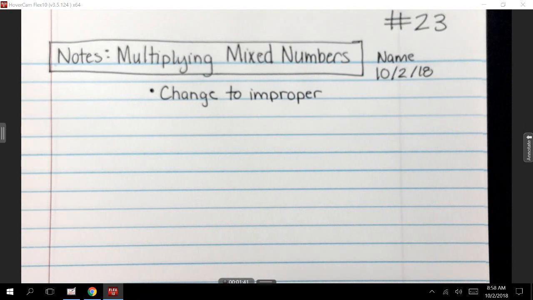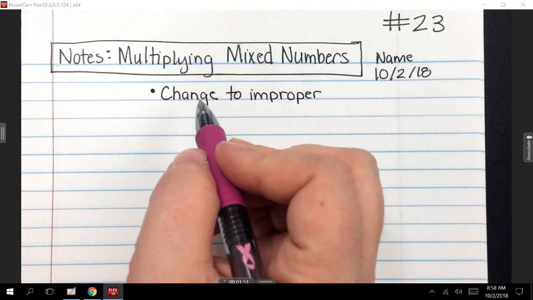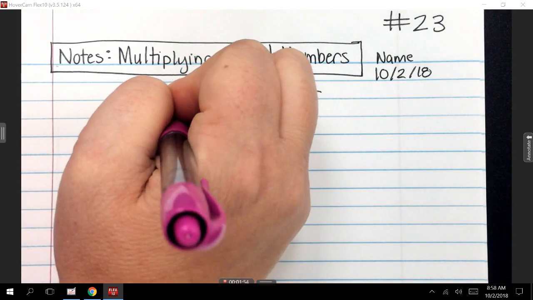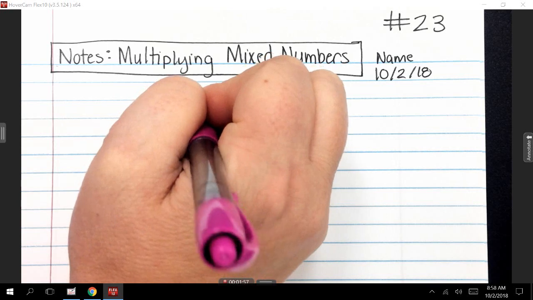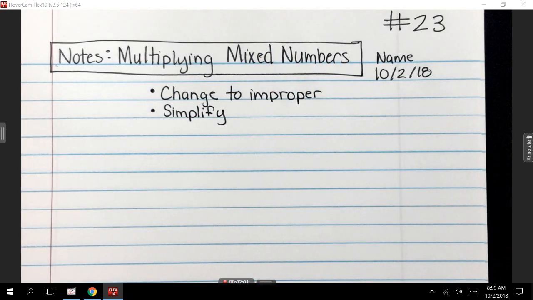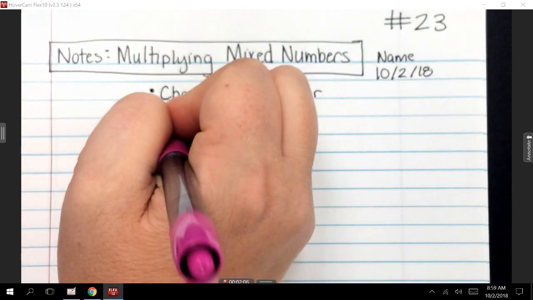If it's not a mixed number or a whole number, do I need to change it? No, if it's a regular fraction like 2/3 or 5/8, we just leave it like that. But if it's a mixed number, the first thing you're going to do is change it to improper. Then we're going to simplify. Remember, we've talked about how it's easier to simplify in our work because the numbers are small than trying to do it at the end. And then the last thing we're going to do is multiply.